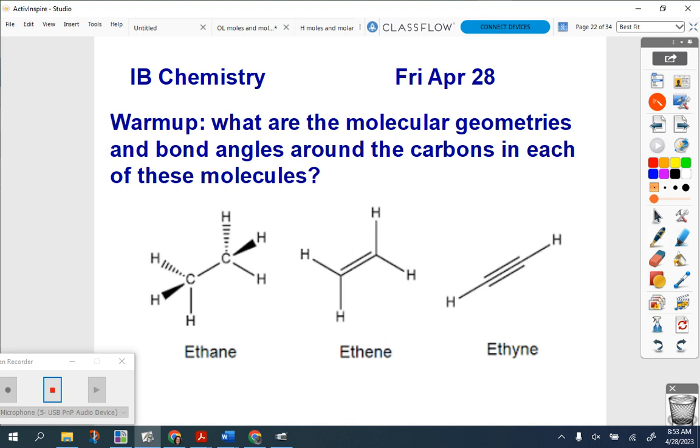I just realized in first period that I never talked about why that is. It's 360 divided by 4. Okay? That's where that comes from. All right? So if there's 4 things around it, that breaks up the 3D space around the carbon into 4 equal spots, because we want those bonding electrons to be as far away from each other as possible.